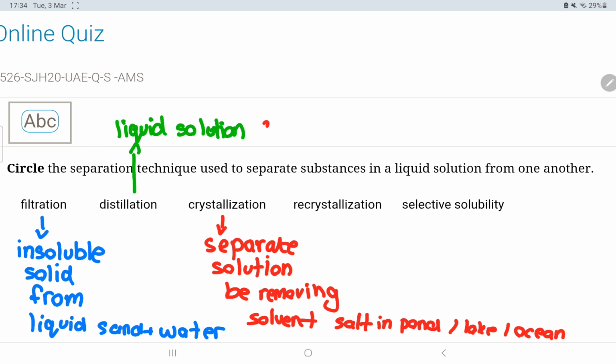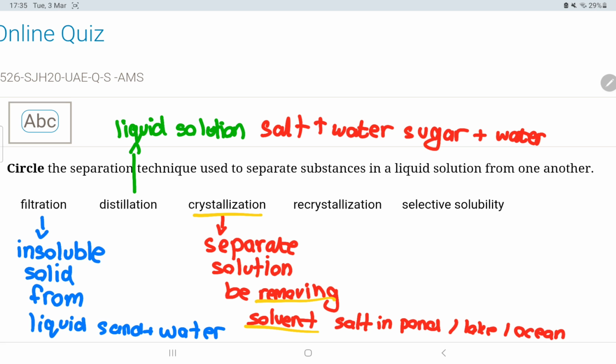And here you use salt in water. Salt in water. Or sugar in water. Oh my goodness. Sugar in water, okay? But what's the difference, guys? You might be confused. If you are confused, if not, that's actually amazing. Crystallization, you're removing the solvent.